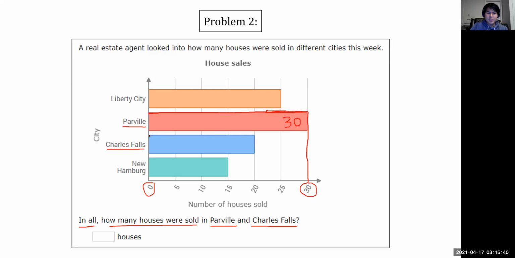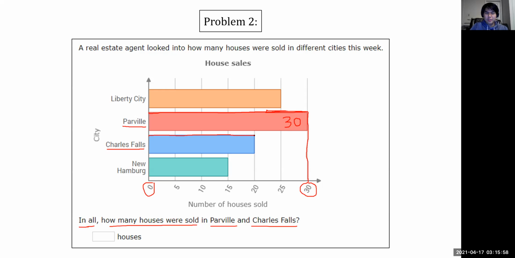Now I'm going to do the same thing for Charles Falls. I'm going to start at this vertical axis from the 0 position. And I'm going to trace a horizontal line all the way to the right until I get to the end of the bar.